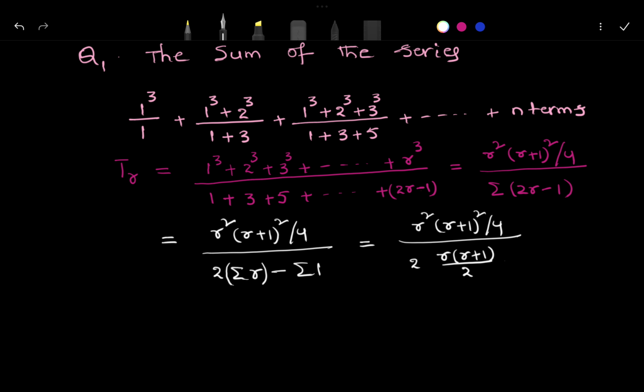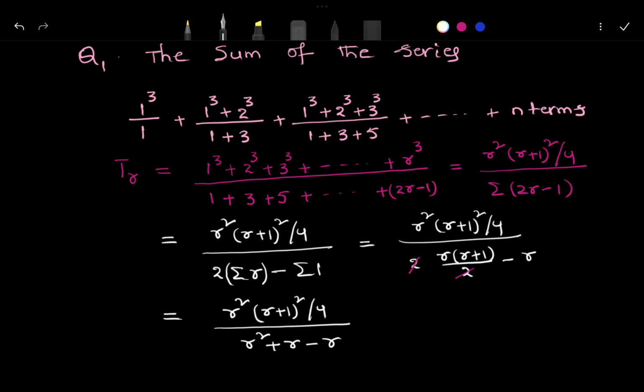Sigma 1 means adding 1 r times, which equals r. So here the 2 will cancel in the denominator, right? After simplifying, the numerator will be r square into (r plus 1) whole square, whole divided by 4, and the denominator simplifies: r square, this value will be r square plus r, this value is plus r minus r.